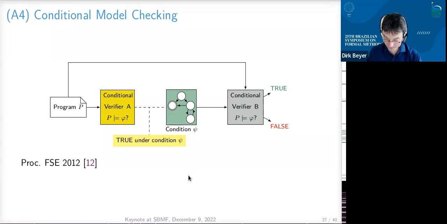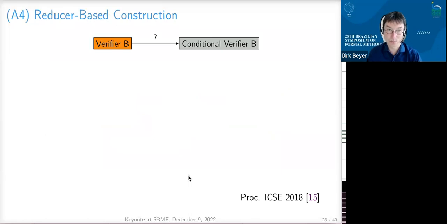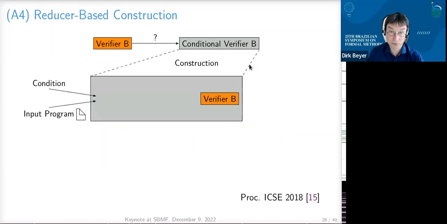So what we did is we wanted to take a verifier B and construct from it a conditional verifier B. And how to do this? Well, as a backend, we for sure want to use a verifier B, and this should be a general verification tool. And as input, we have a condition and the input program. And the solution is almost trivial. If I tell you, you say it's easy, but the way to get there was not that easy.